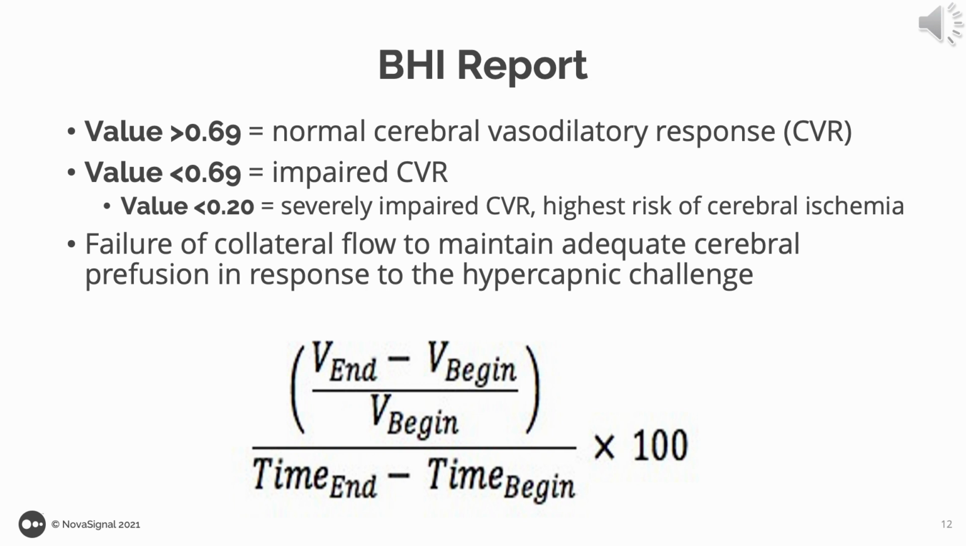cerebral ischemia. When your patient has impaired CVR, it means there is failure of collateral flow to maintain adequate cerebral perfusion in response to the hypercapnic challenge.